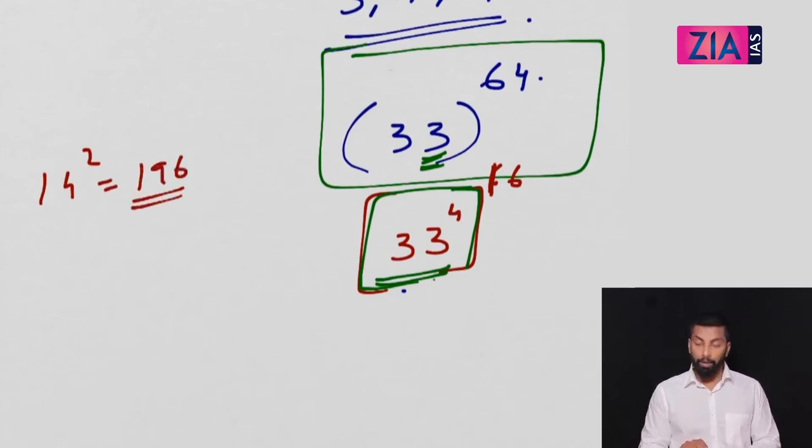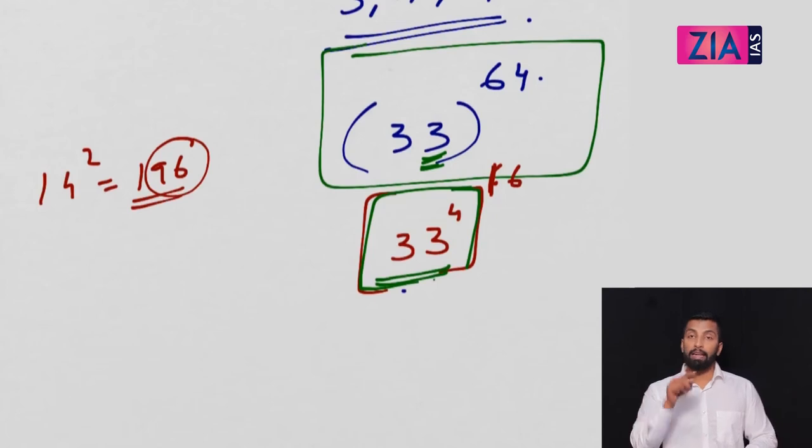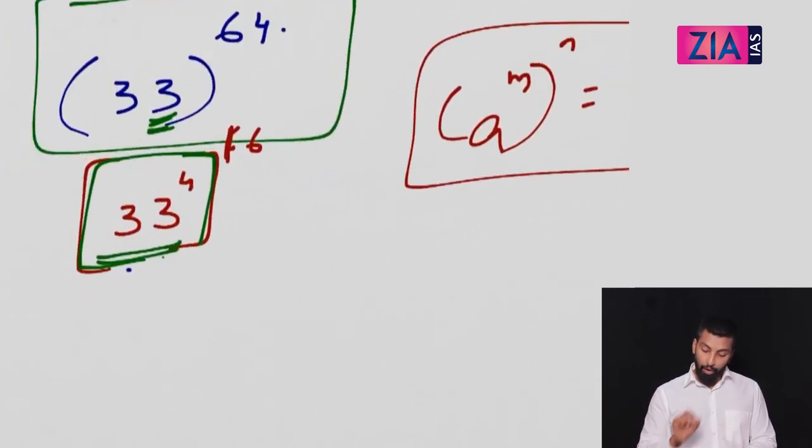14 square is, all of you know, right? 196. So 96 is the last 2 digits. 14 square last 2 digits we know, so you can easily tell 36 square last 2 digits. It will be equal to 14 square, that is 96. You can also tell me 64 last 2 digits, that is also 96. You can tell me 86 square, that is also 96. You can tell me 114 square, that is also 96. Okay, so that is what we are going to use here.